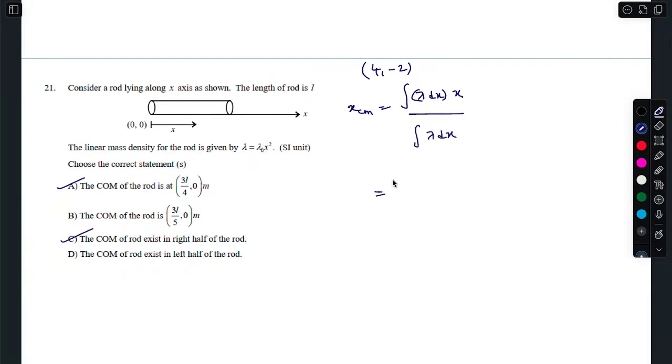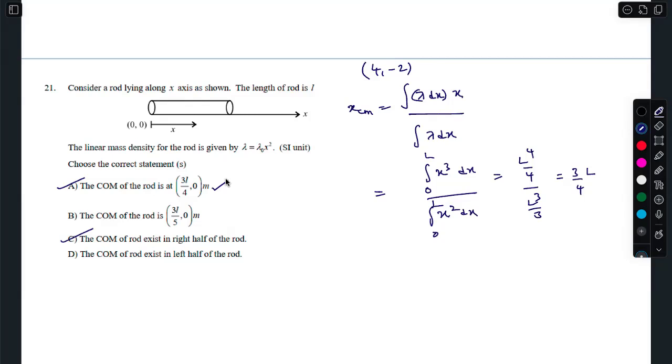Have all of you done this? Right. So therefore, lambda naught cancels. X cube. I have done this in class actually. A model like this I have done in class. X cube from 0 to L by x square dx from 0 to L. You will get L power 4 by 4 over L cube by 3. So clearly this is 3 by 4 L. So the center of mass of the rod is at 3L by 4 comma 0. Correct.